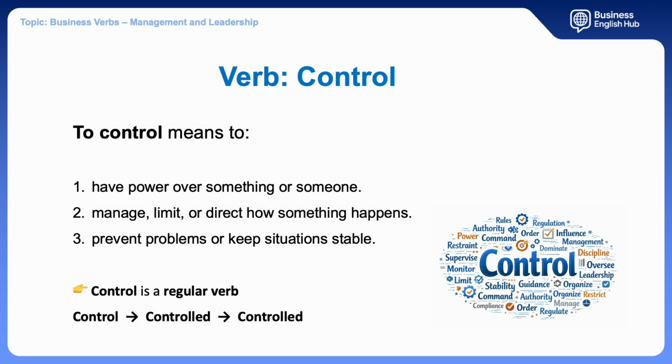The verb control means to: 1. Have power over something or someone. 2. Manage, limit, or direct how something happens. 3. Prevent problems or keep situations stable. Control is a regular verb. The present of control is control. The past is controlled. And the past participle is controlled.